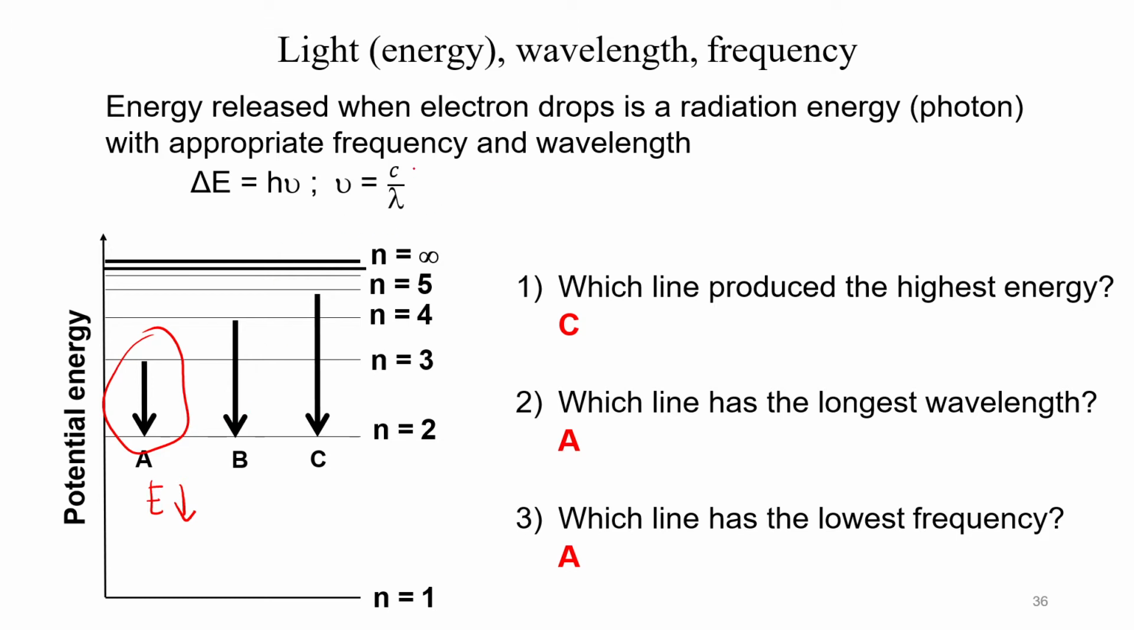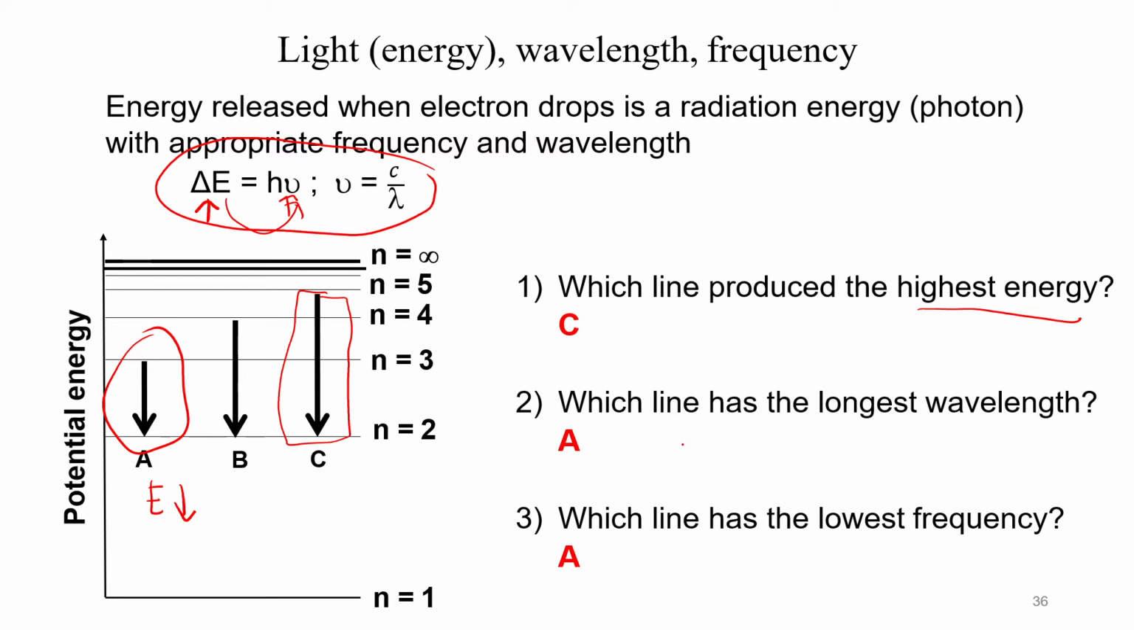Okay, so kita ada this formula from previous lesson. So energy proportional to frequency, but frequency is inversely proportional to the wavelength. So soalan yang pertama, which line produce the highest energy? So highest energy refer to line C. Okay, drop from 5 to 2. So kalau C higher energy, E higher, so we will have the higher frequency for C.